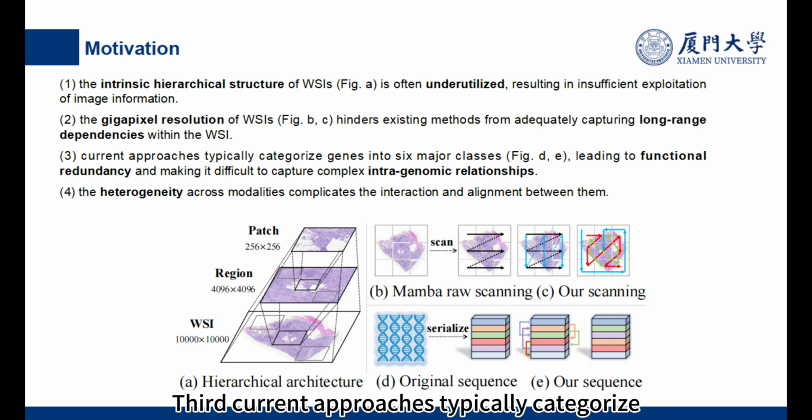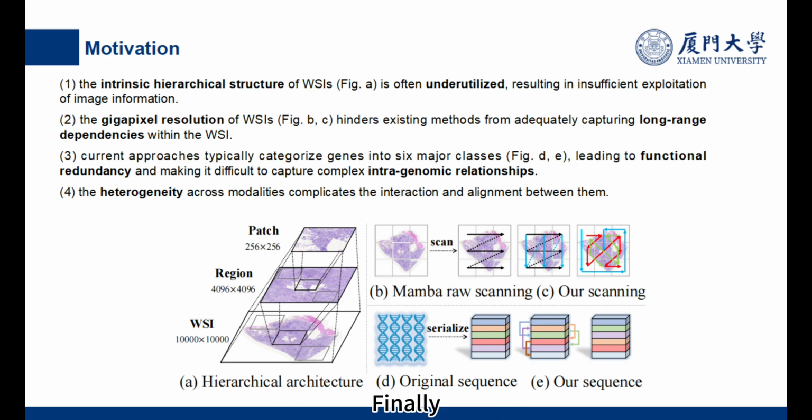Third, current approaches typically categorize genes into 6 major classes, Fig.D, E, leading to functional redundancy and making it difficult to capture complex intra-genomic relationships. Therefore, in addition to the conventional forward scanning, we introduce an interval scanning strategy. This is designed to uncover potential correlations and latent associations among distant and sparse gene groups.